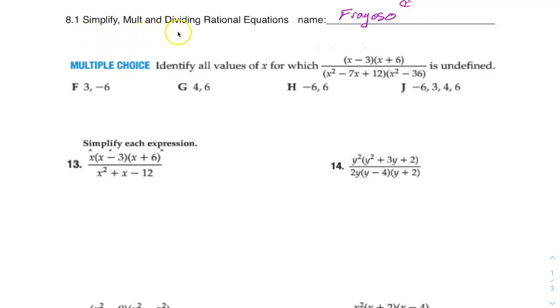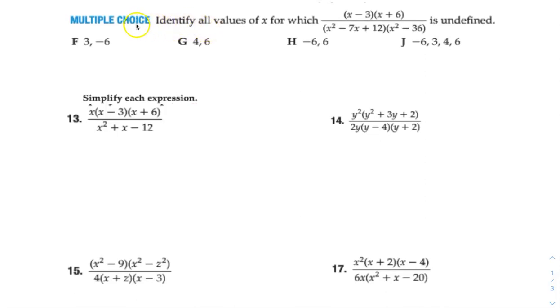8.1, simplify, multiply, and divide rational equations. Let's go through this worksheet. Multiple choice. Identify all values of x for which this rational function is undefined, which just means where will this function not have a value, right? So to find undefined in a rational function, you just want the denominator equal to 0.